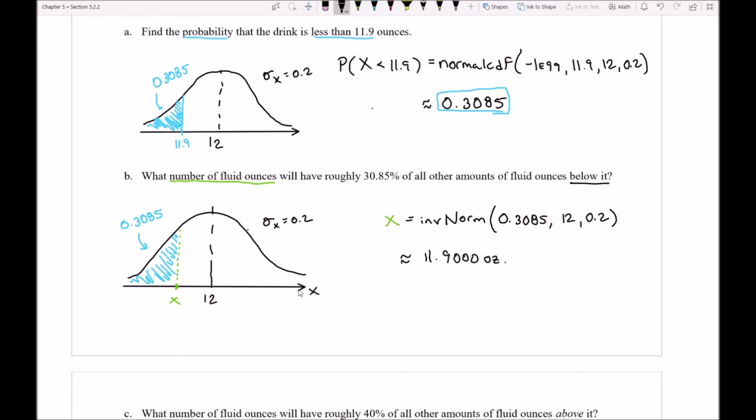So I found exactly what this green value is in the picture. It's that number of ounces. This is the important thing that we should be able to distinguish between these two calculator commands. They compute very different things. Normalcdf finds you the amount of space, whereas inverse normal will find you the x on the number line that might help to determine a particular amount of space to the left.